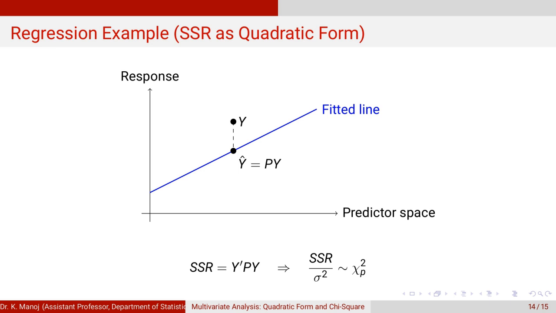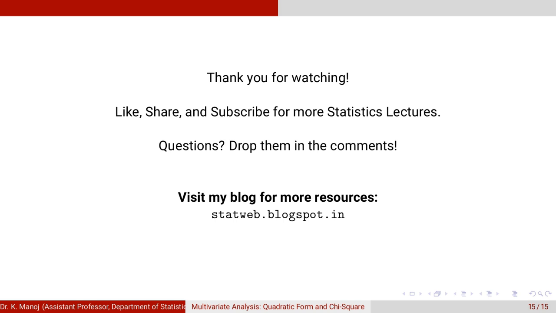In regression, the observed vector y is projected onto the fitted values. The quadratic form y prime P y measures the variation explained by predictors, and its chi-square distribution allows us to perform hypothesis testing.